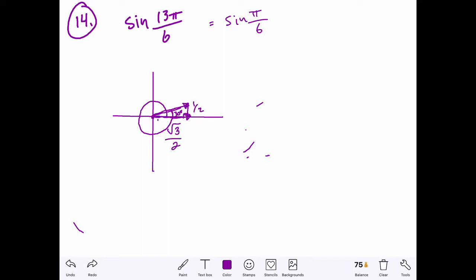Now, if you still want to use your old triangles in these situations, of course you can. Once you're here, you could always just make that 2, 1, and root 3 for a 30. And remember, the 30 is the same as the pi over 6, okay?